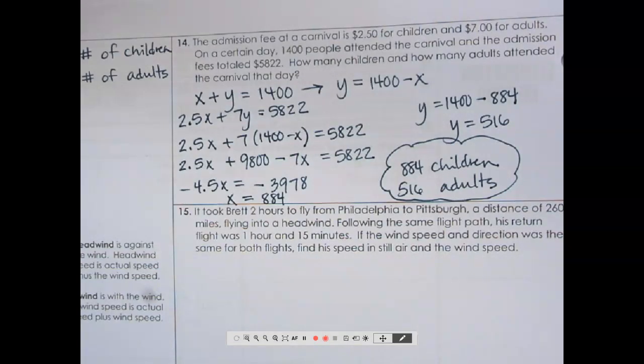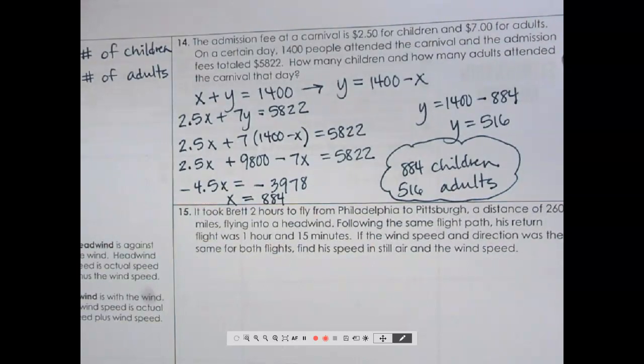It took Brett 2 hours to fly from Philadelphia to Pittsburgh, a distance of 260 miles, flying into a headwind. Following the same flight path, his return flight was 1 hour and 15 minutes. If the wind speed and direction was the same for both flights, find his speed in still air and the wind speed. What are our variables going to represent? What is it we're looking for?